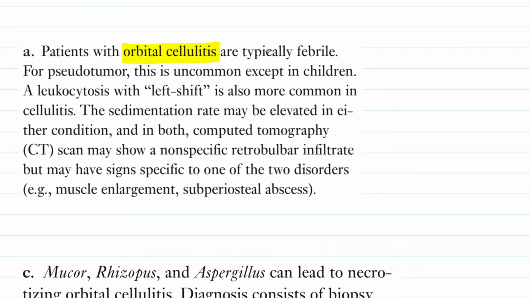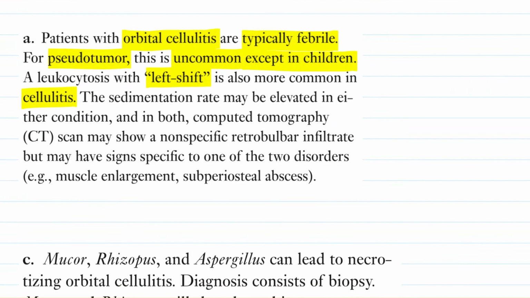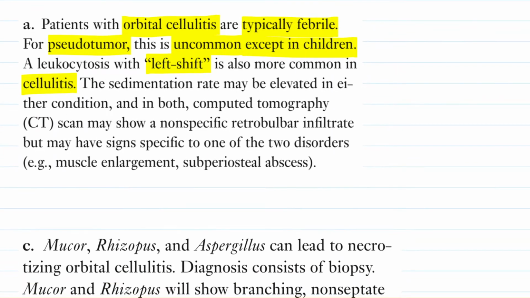Patients with orbital cellulitis are typically febrile. For pseudotumor, this is uncommon, except in children. So orbital cellulitis typically accompanies a febrile presentation, whereas pseudotumor does not. A leukocytosis with a left shift is also more common in orbital cellulitis. And then the sedimentation rate, the ESR, may be elevated in either condition. So ESR is not really helpful as a diagnostic tool if you want to differentiate between orbital cellulitis and a pseudotumor, whereas a febrile presentation will help you diagnose it as orbital cellulitis.